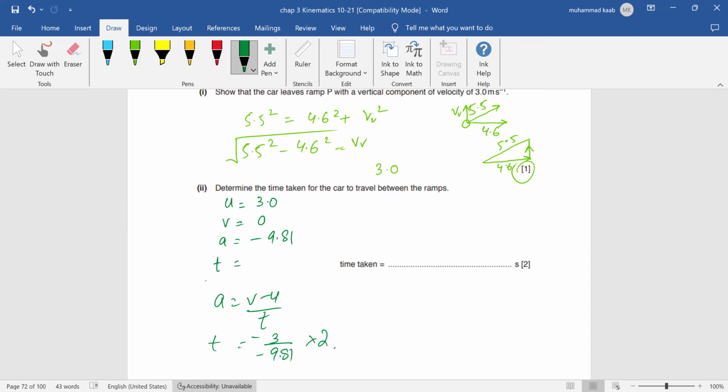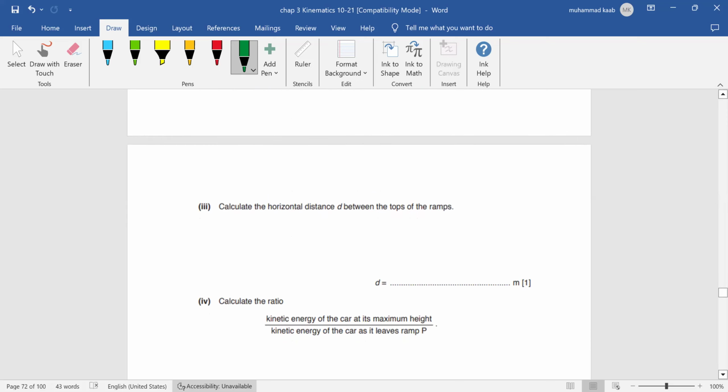Yes, how much are you getting? 6 divided by 9.81 should be around 0.611. Fine. आगे आ जाओ.